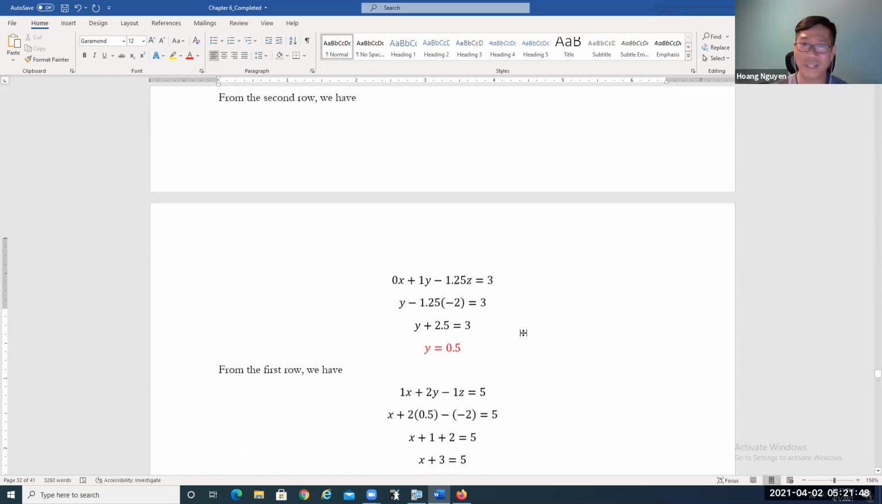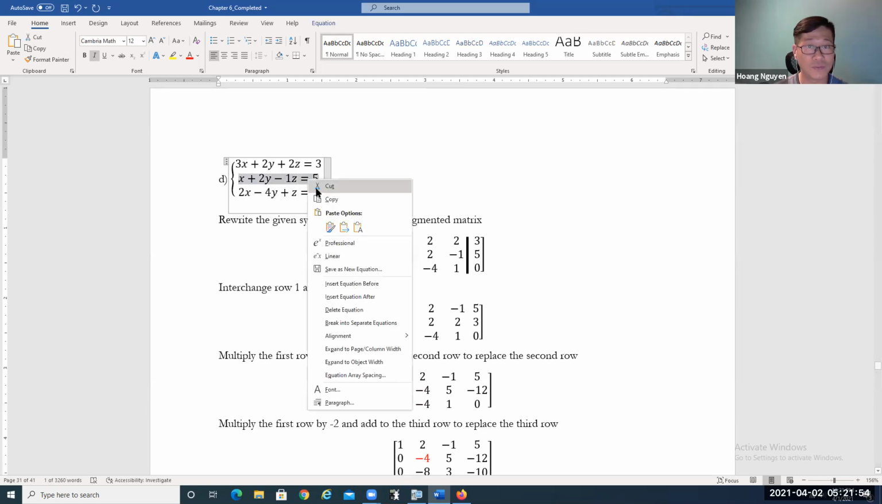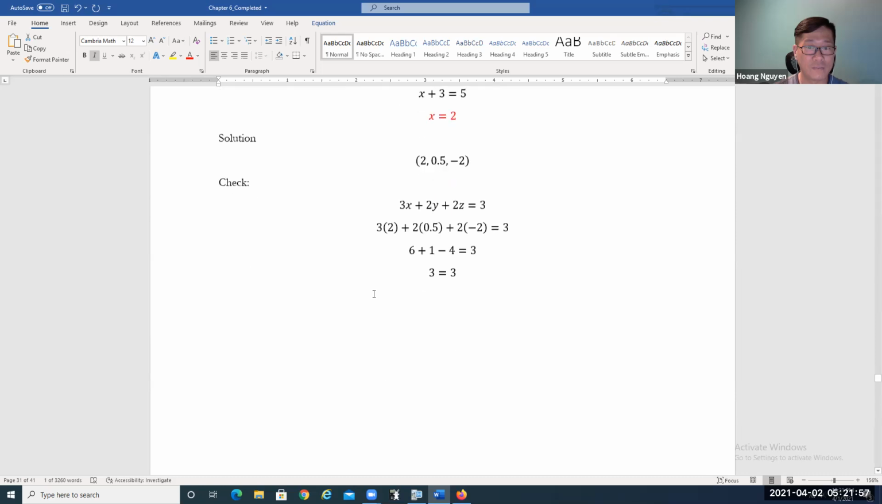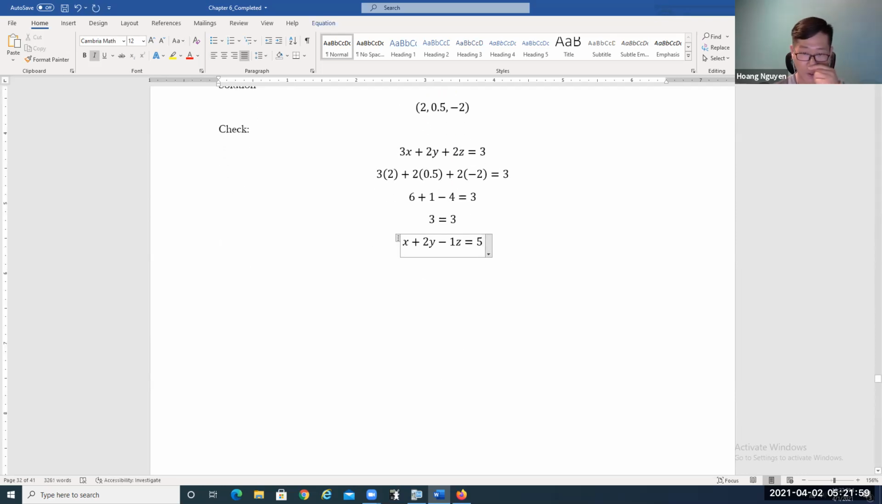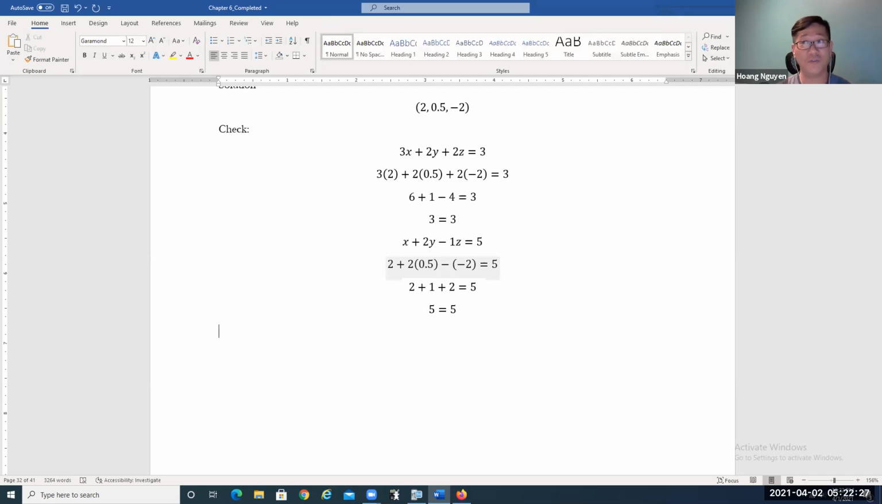Okay. How about the second equation? Let's see if it's true. Okay, so we're going to substitute again. So x equals 2 plus 2 times y, which is 0.5, and then minus z, so minus a -2, that's going to give you a 5. We will find out. So 2 plus 2 times 0.5 is equal to 1, minus a -2 becomes a plus 2, that's going to be 5. 2 plus 1 is 3, plus another 2, so 5 equals 5. Yay, it's true for the second equation.